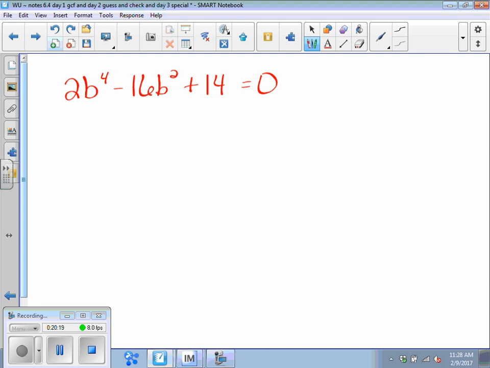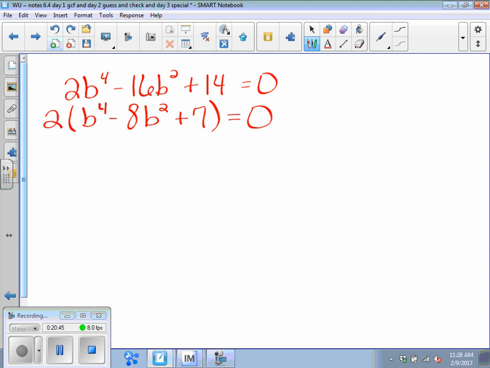What's the first thing that I noticed? There is a greatest common factor, right? So, factor out your greatest common factor. What is that? 2. So I'm going to factor out a 2. That leaves me with b to the 4th minus 8b squared plus 7 equals 0.